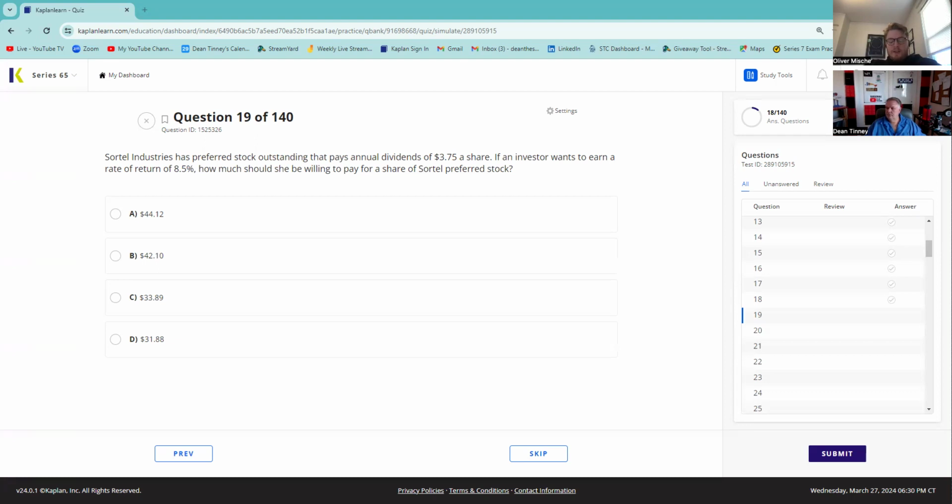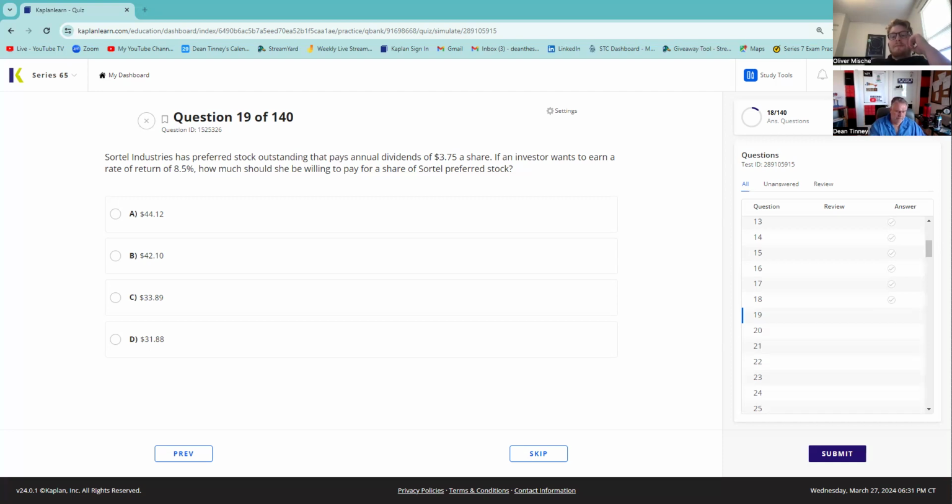I actually do the reverse engineering. That's what I would do. I'd say, okay, what they're really asking me is what would give me a current yield of 8.5%. I would have taken my calculator. Current yield is what it pays me divided by what it costs me. I'm going to take the 3.75, and I think of these answers as offers. I look at my first offer, 44.12, so I'm going to take 3.75 divided by 44.12.